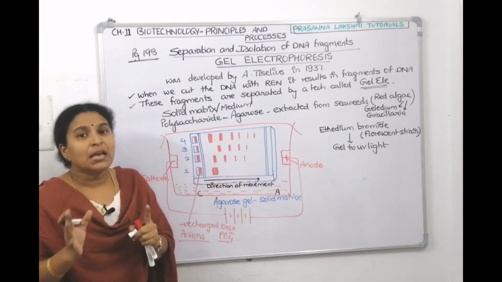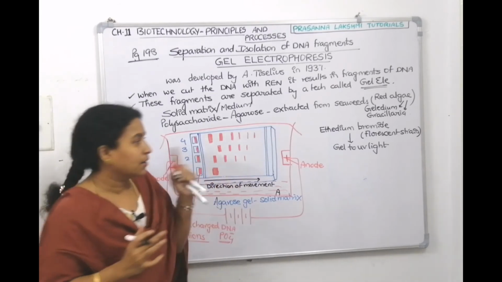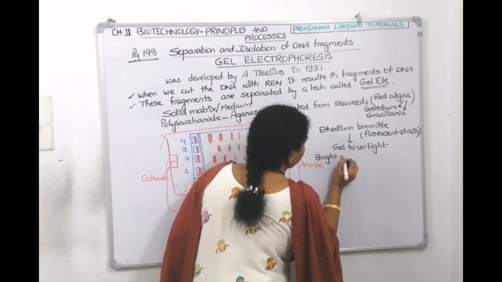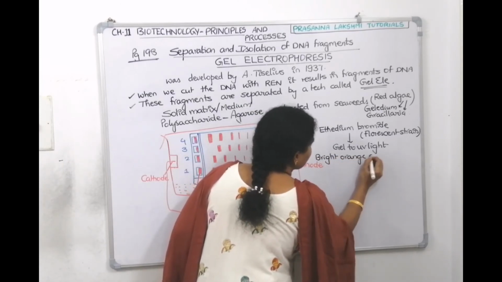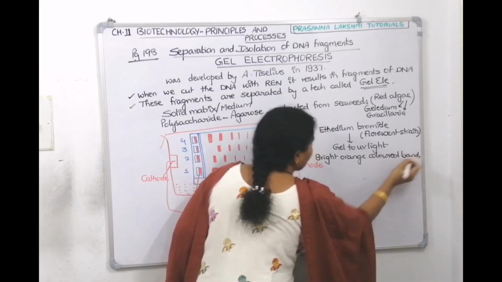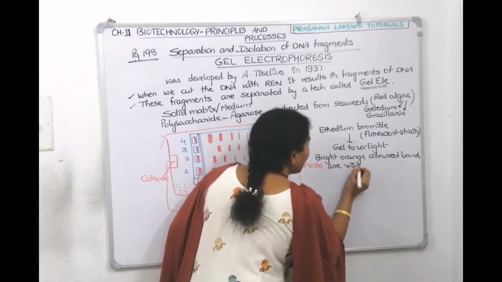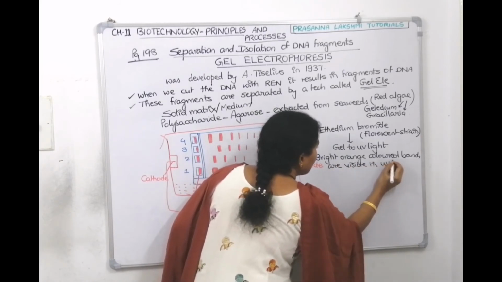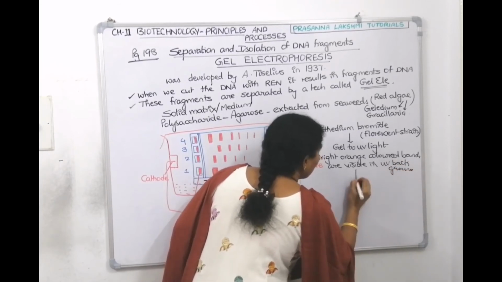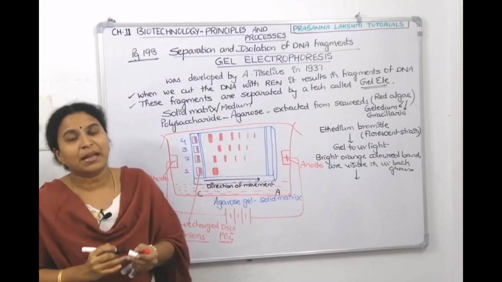But then when you see it, bright orange colored bands are visible under a UV background. Bright orange colored bands are visible in which background? In UV background. So, in UV light, in the UV chamber, you will see them like this.